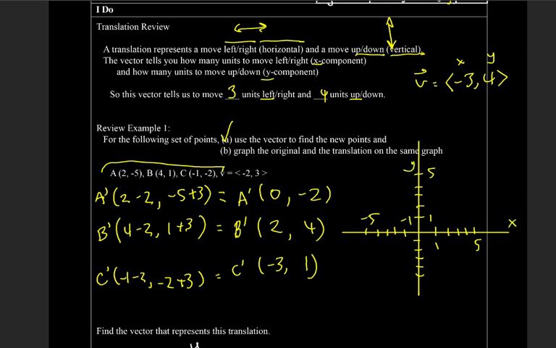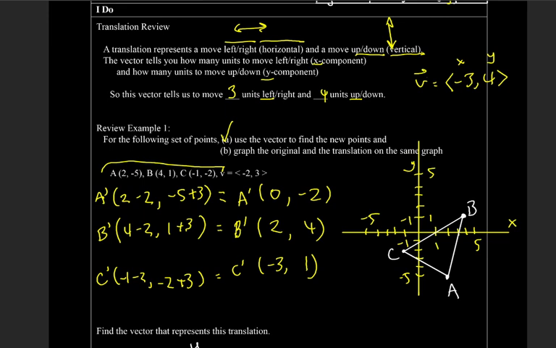Okay, so let's graph A, B, and C, the originals. A is 2, negative 5. And then B is 4, 1. And then C is negative 1, negative 2. Great, now connect those. Oops. That was not what I wanted to do. Photoshop's a little too fancy sometimes. Great, so we got that.